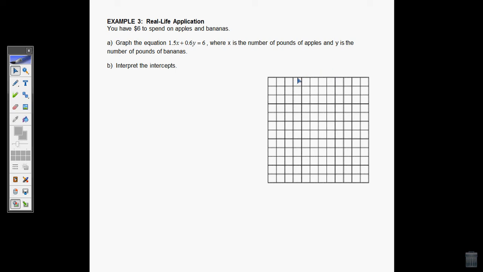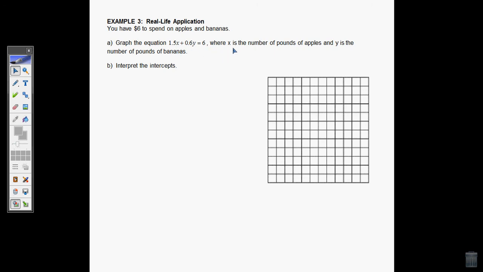Example 3. Real life application. Here we go. You have $6 to spend on apples and bananas. Now, you do not like to eat anything that is not an apple or a banana. So that $6 has to really stretch, because you're covering everything you're ever going to eat this entire week. Just apples and bananas, $6.